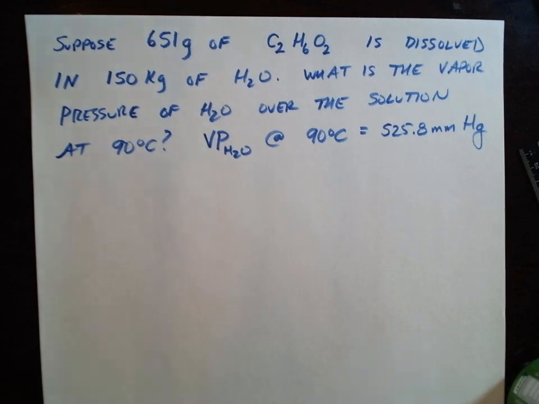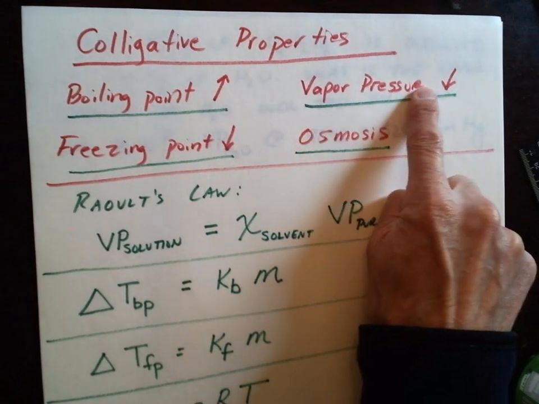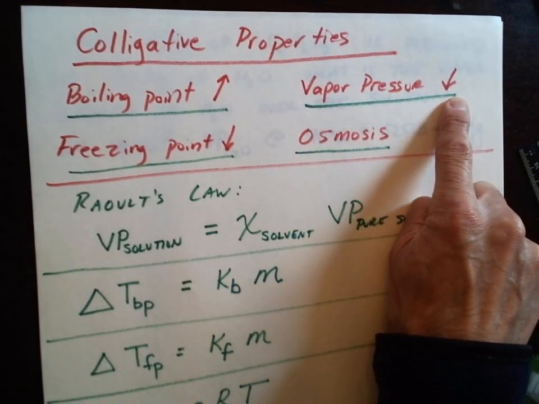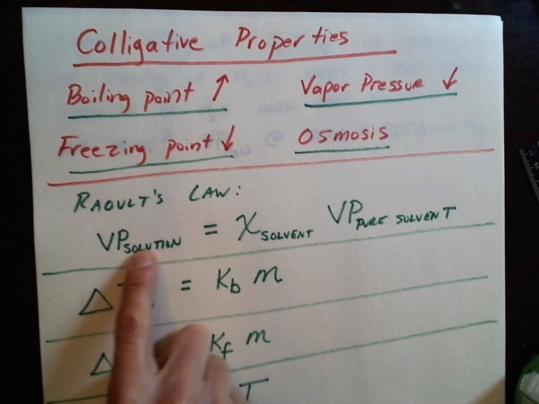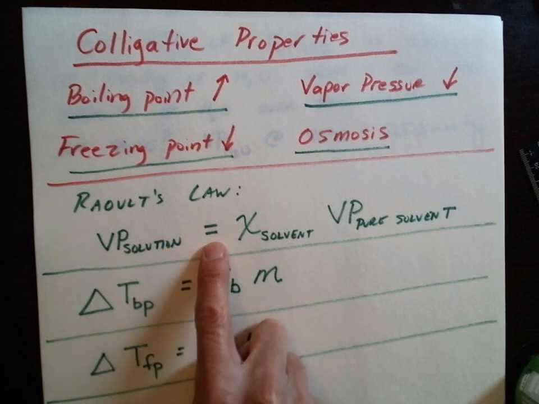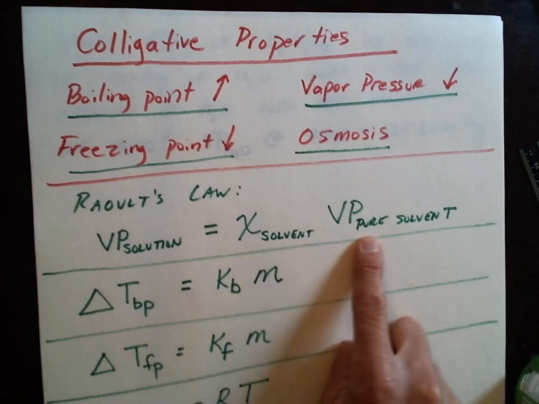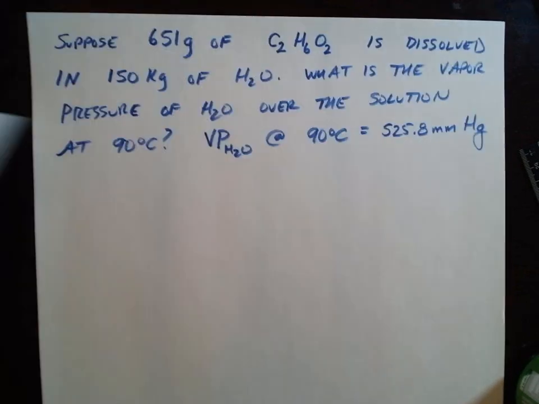This is a problem that deals with Raoult's law, vapor pressure lowering. We're going to find that the vapor pressure of the resulting solution is going to be less than the vapor pressure of the pure water itself. When we use Raoult's law, we're going to remember we're looking for the vapor pressure of the solution. To find that, we'll take the mole fraction of the solvent in the solution, and we'll multiply that by the vapor pressure of the pure solvent.